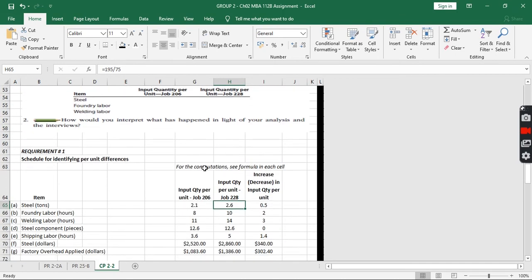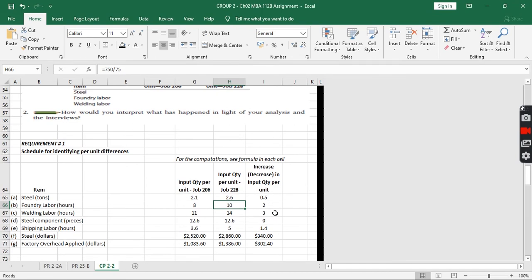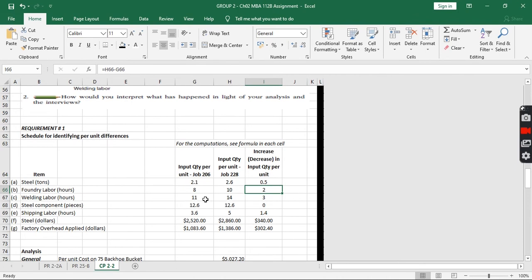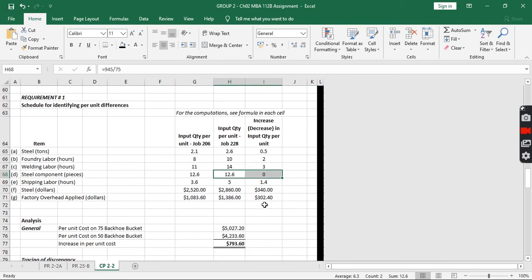Now, for our foundry labor, the same is done. So there were 400 hours spent for the 50 backhoes, while there were 750 hours spent for the 75 backhoes, which gave us an increase of 2 hours per unit. And for our welding labor, the same is done. This gave us an increase of 3 hours per unit. And for our steel components, no changes were noticed. For our shipping labor, an increase of 1.4 was observed.